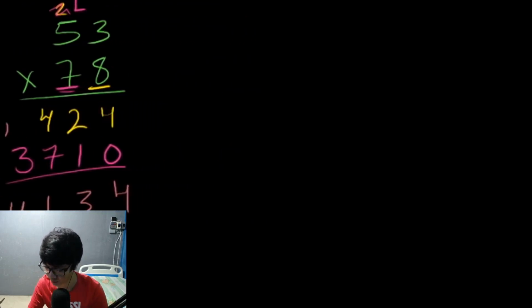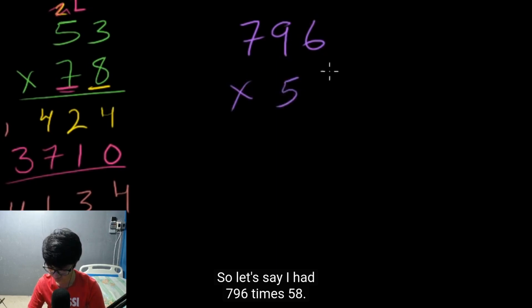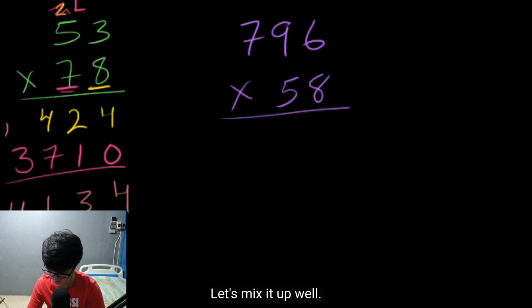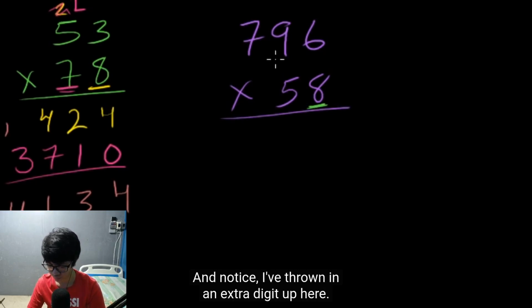Yeah, let's make it harder. Let's say I had 796 times 58. Okay, let's do that. Let's mix it up. All right, so first we're going to just multiply 8 times 796. And notice I've thrown an extra digit up here.